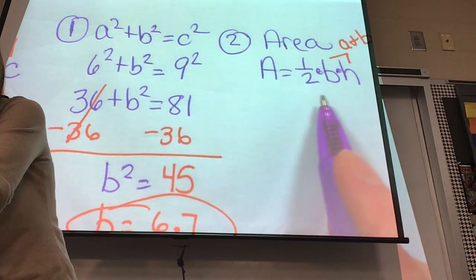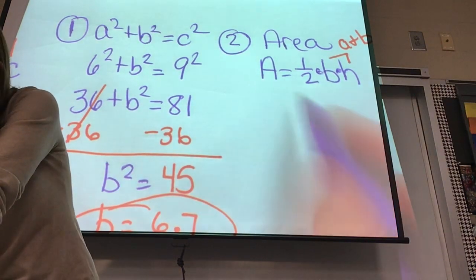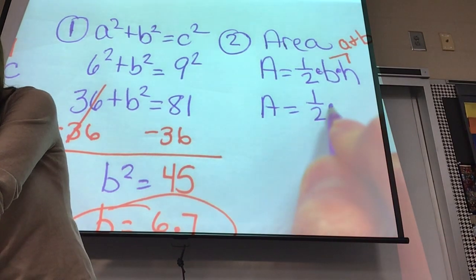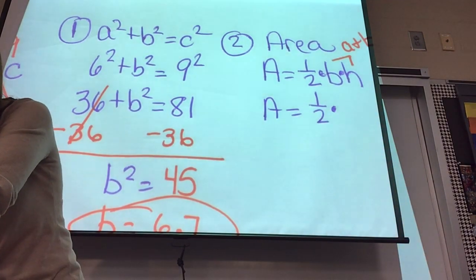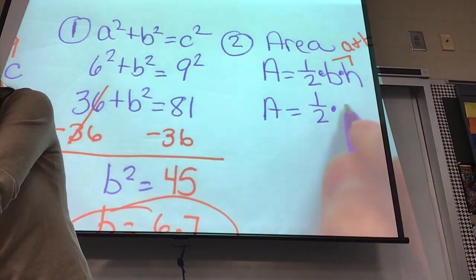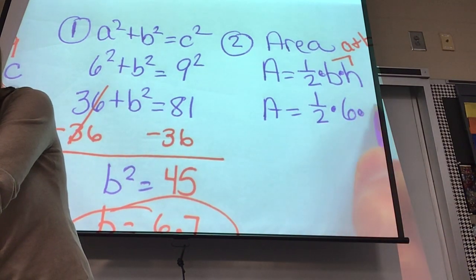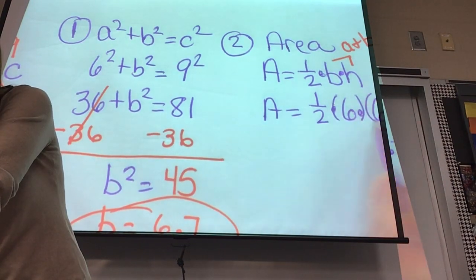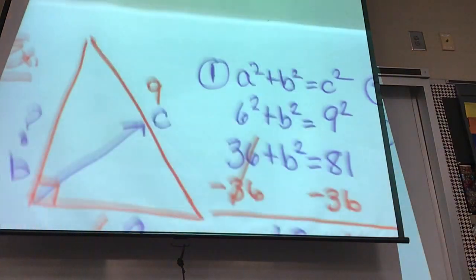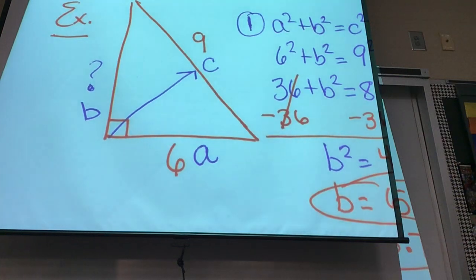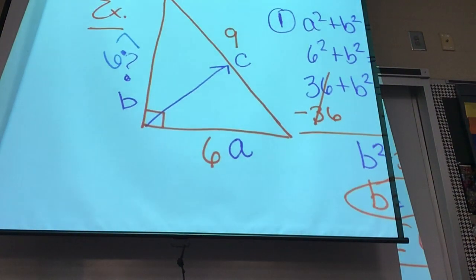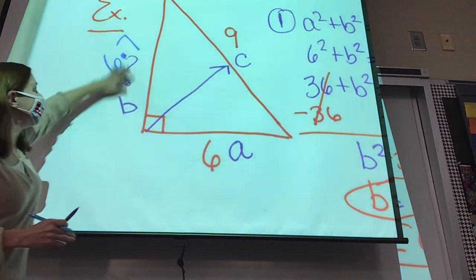So we're plugging in both A and B. We're doing 1/2 times A and B. What were A and B? 6 and 6.7. Because remember, we just found out that this side was 6.7, and we're not wanting C. So we're wanting both A and B.